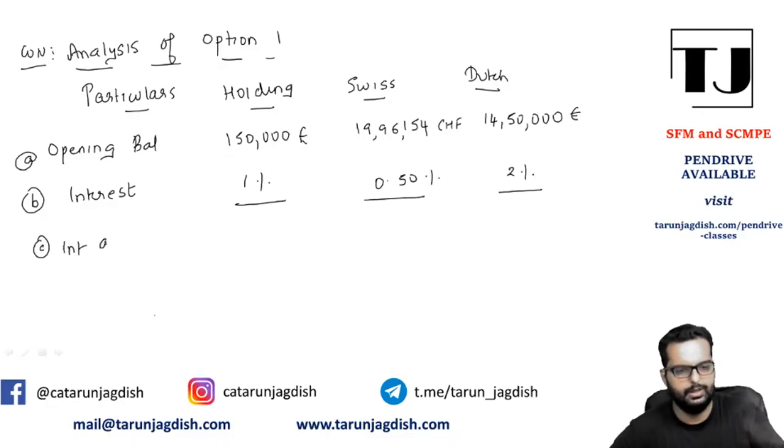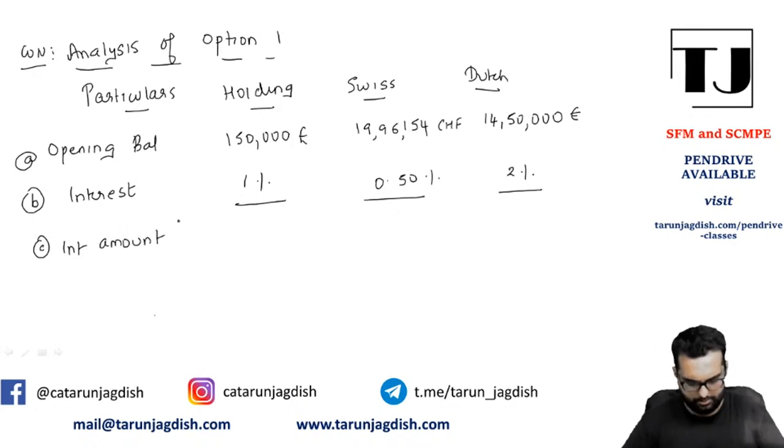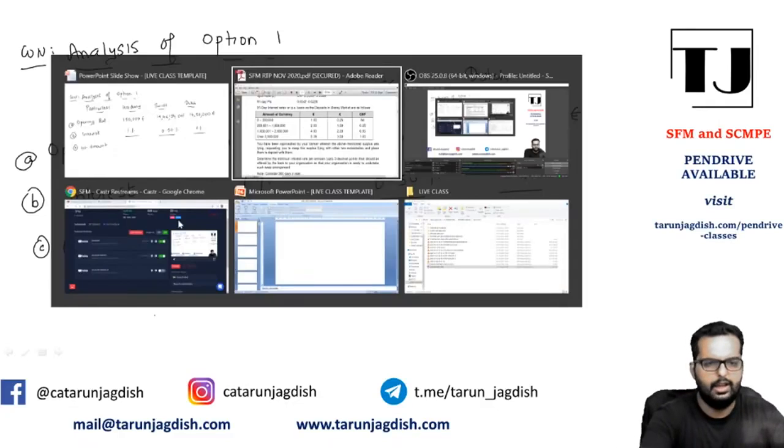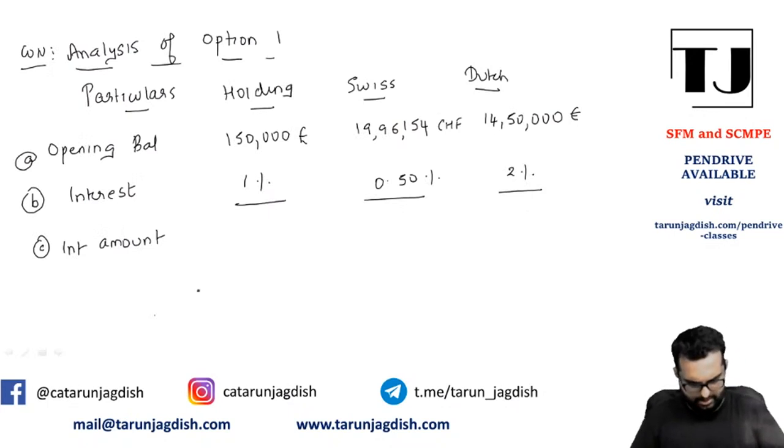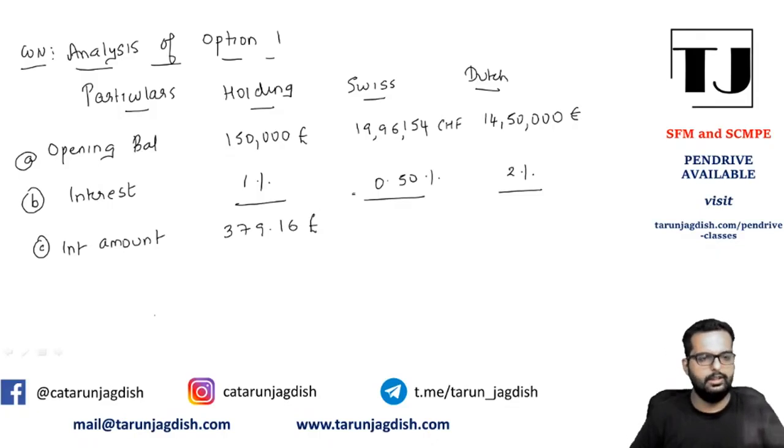Point number C would be the interest amount. So this into 1% into 91 by 360, 365 or 360? Have they told the number of days in the question? They have told 360, divided by 360. So you get the number as how much? 379.16 sterling. Alright.